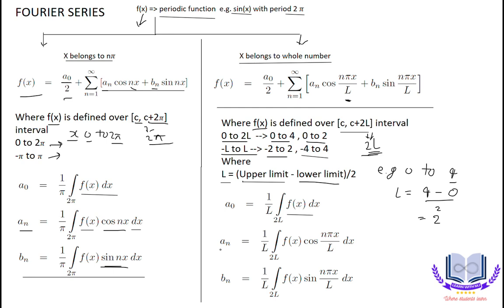Okay. Now the same for an: 1 upon L, integral over the limit of f(x), and here we have to use cos(n pi x by L). Now the same for bn, we will use sin(n pi x by L). I think it is clear now.